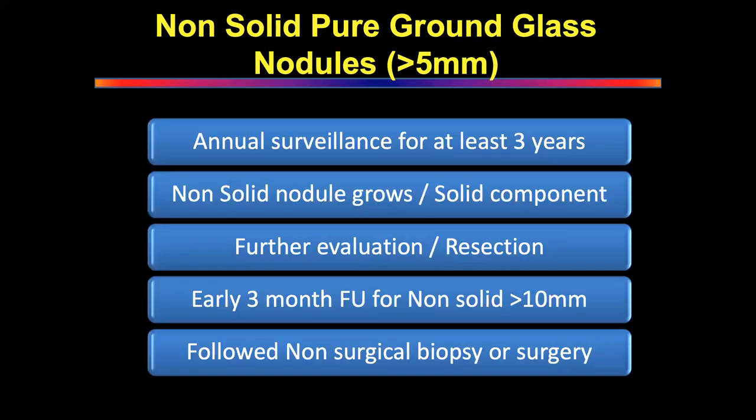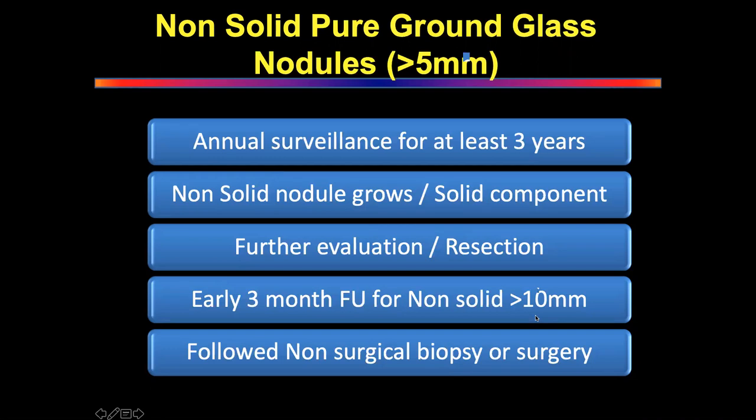If it is more than 5, then these are the things you have to do. Annual surveillance for at least 3 years. Look for the solid and the non-solid component. If the non-solid component grows, then further evaluation and resection. Anything grows, whether it's solid or non-solid, if it has developed a solid component or a non-solid component which is growing in size, you have to resect it or do a biopsy and resect it. Early 3-month follow-up for non-solid more than 10 millimeters.